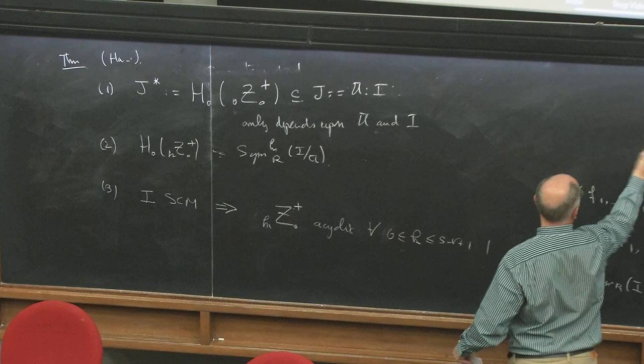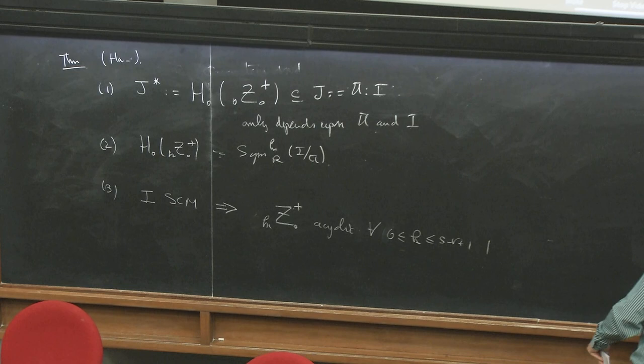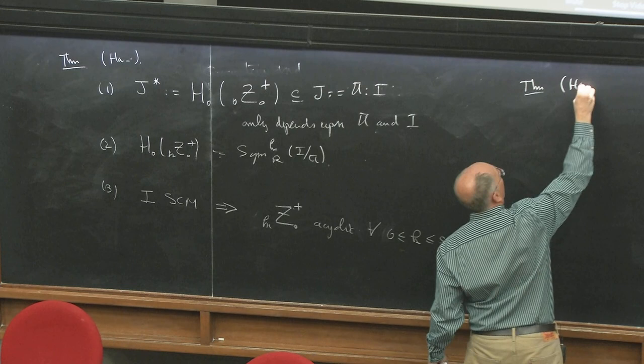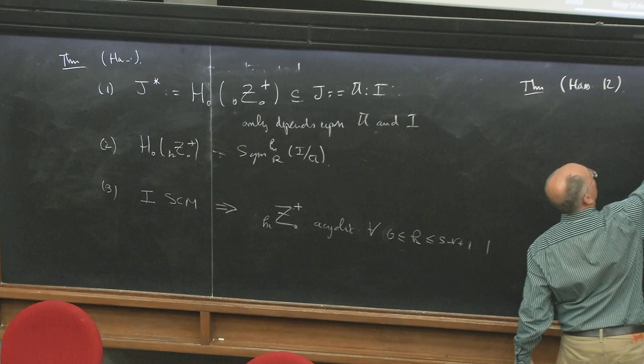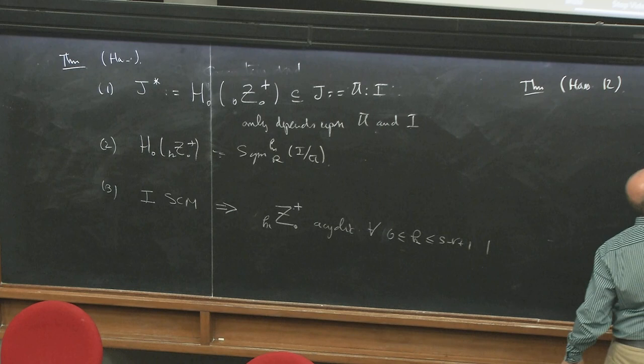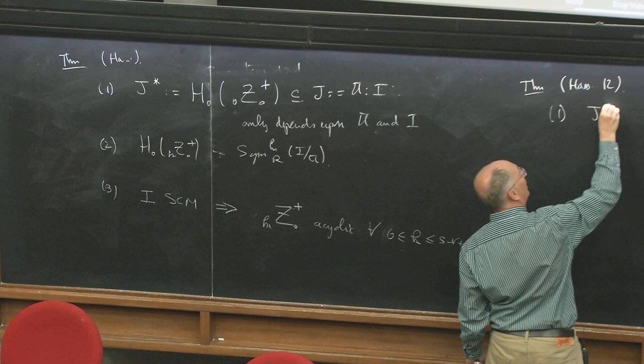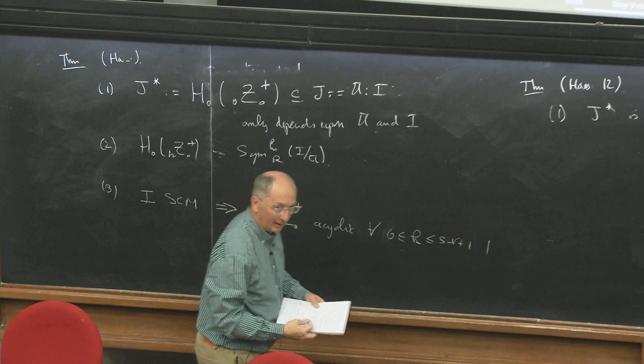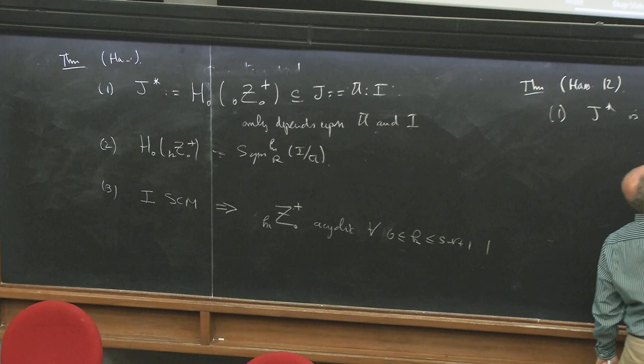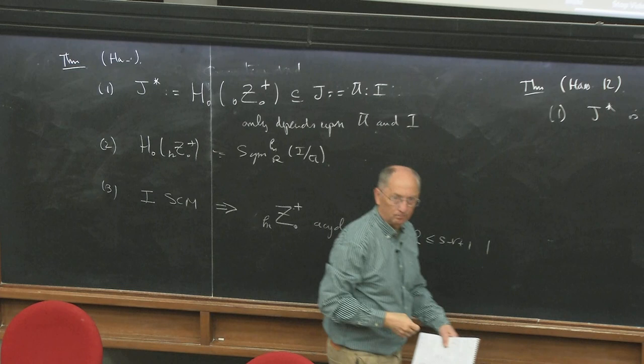Asanzade proved in 2012 the following: if I satisfies conditions on depth, then first you have that J star is Cohen-Macaulay, okay? And this ideal has the same radical. So, I mean, it may differ somewhere, but at least this has the same radical.